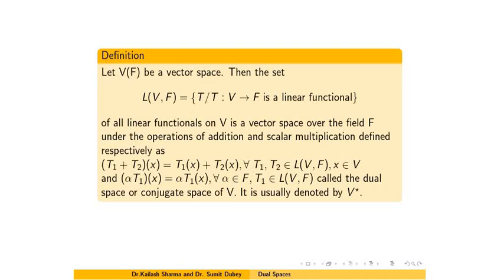Let V(F) be a vector space, then the set L(V, F) of all linear functionals on vector space V is a vector space over the field F under the operations of addition and scalar multiplication defined respectively as (T1 + T2)(x) = T1(x) + T2(x) for all T1, T2 in L(V, F), x in V, and (αT1)(x) = αT1(x) for all α in F, T1 in L(V, F). And this space is called dual space or conjugate space of V. We will denote this space by V* usually.